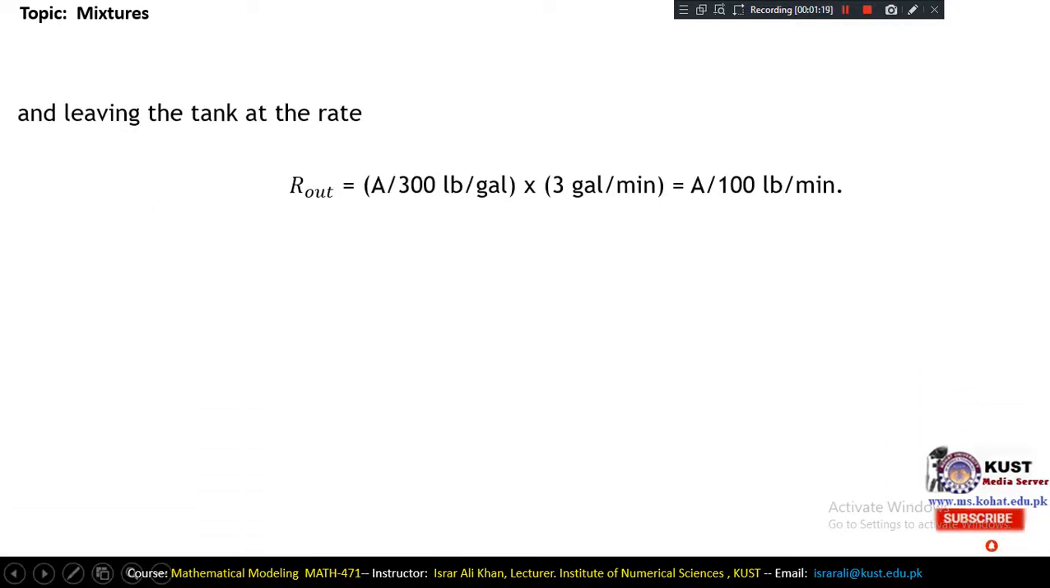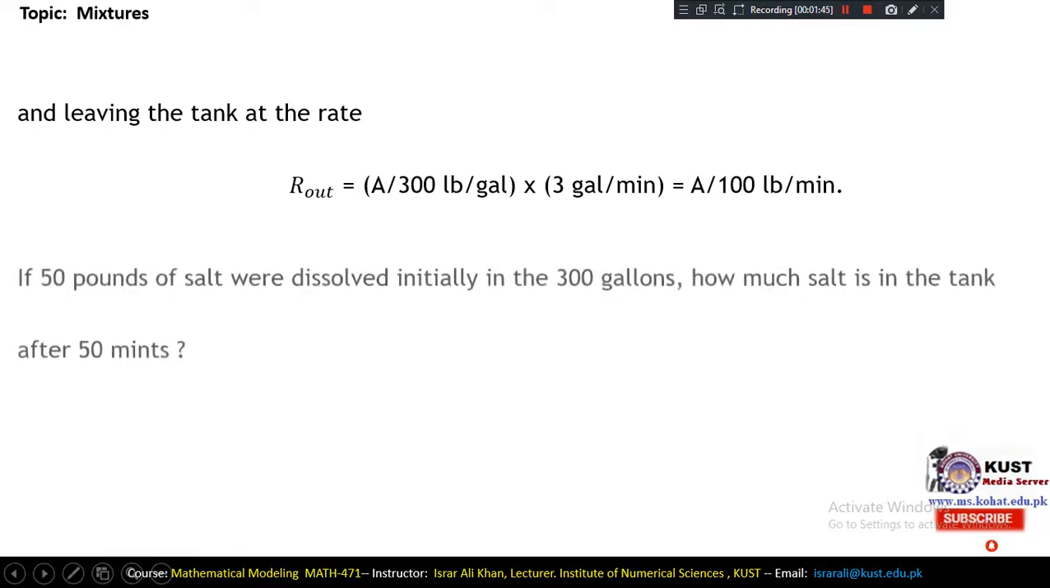And as we know, the rates of the solution entering and leaving the system are the same. So R out is equal to A divided by 300 pounds per gallon, and the rate at which the mixture is pumped out is 3 gallons per minute. When you multiply these two, this is equal to A divided by 100 pounds per minute.